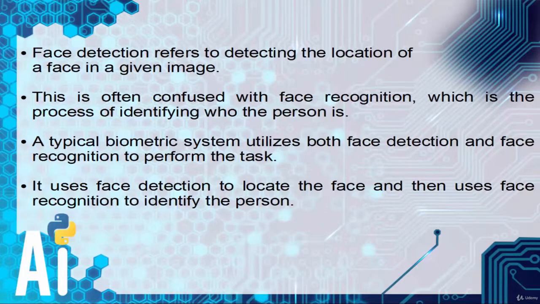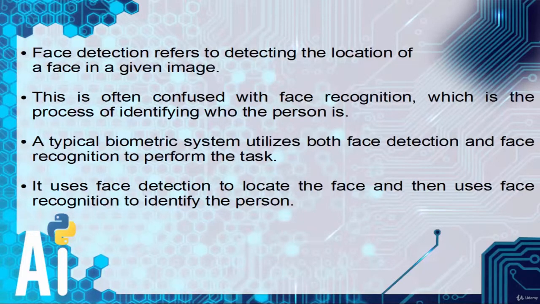This is often confused with face recognition, which is the process of identifying who the person is. A typical biometric system utilizes both face detection and face recognition to perform the task. It uses face detection to locate the face and then uses face recognition to identify the person.